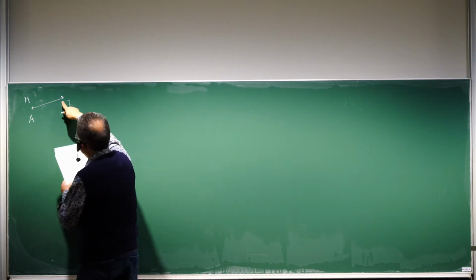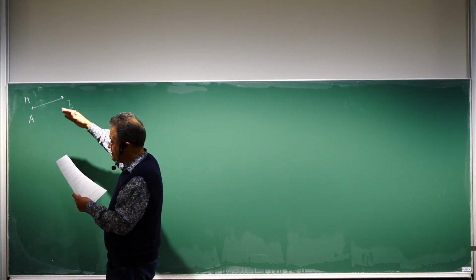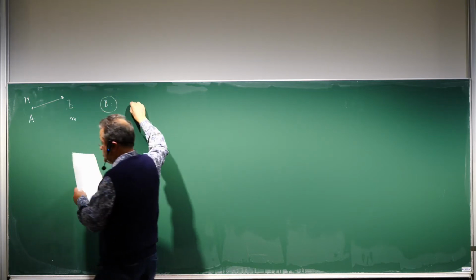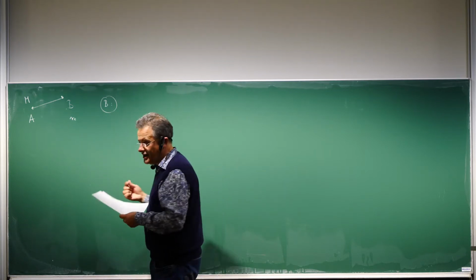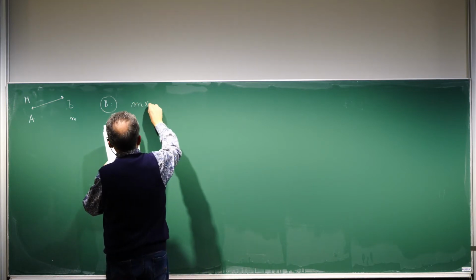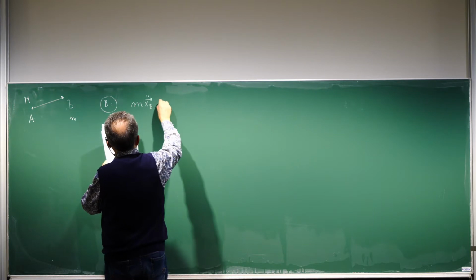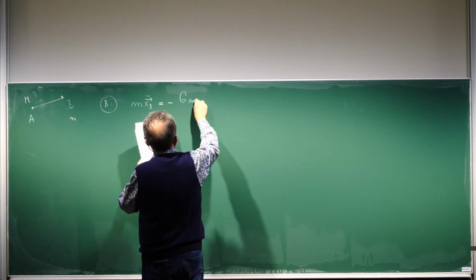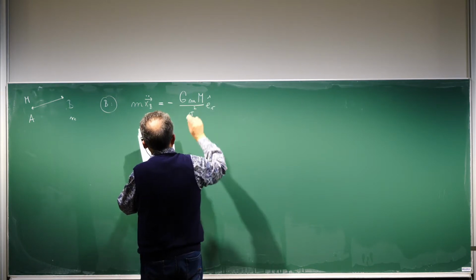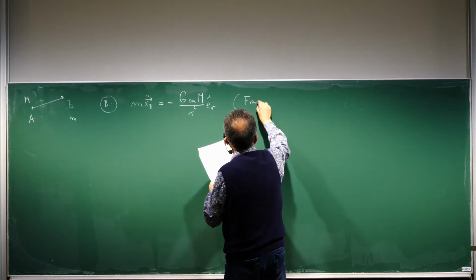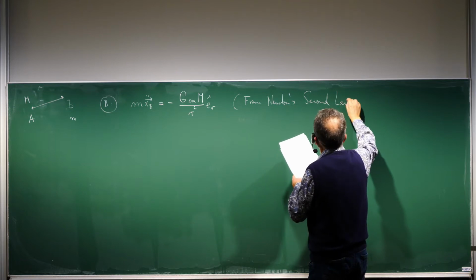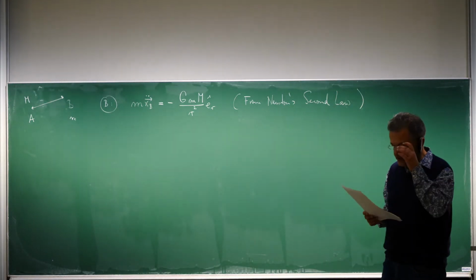So if you consider the motion of body B being attracted by A, we have, concerning B, from Newton's second law, lex secunda, force is mass times acceleration. We have m times xb double dot is minus G M over r squared times er. So this is from Newton's second law, inserting in that law the gravitational force.